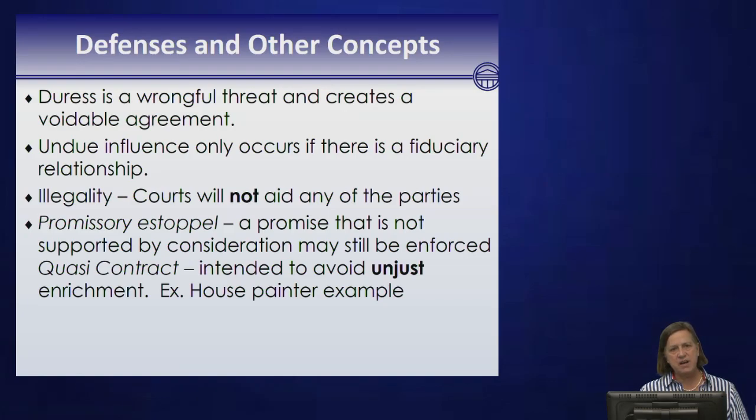Promissory estoppel is another concept where courts find that there is an obligation. So promissory estoppel is a promise that is not supported by consideration, but may still be enforced if the promisor has reason to foresee detrimental reliance on the part of the promisee. The promisee does, in fact, rely on the promise and would sustain a detriment if the promise were not enforced.